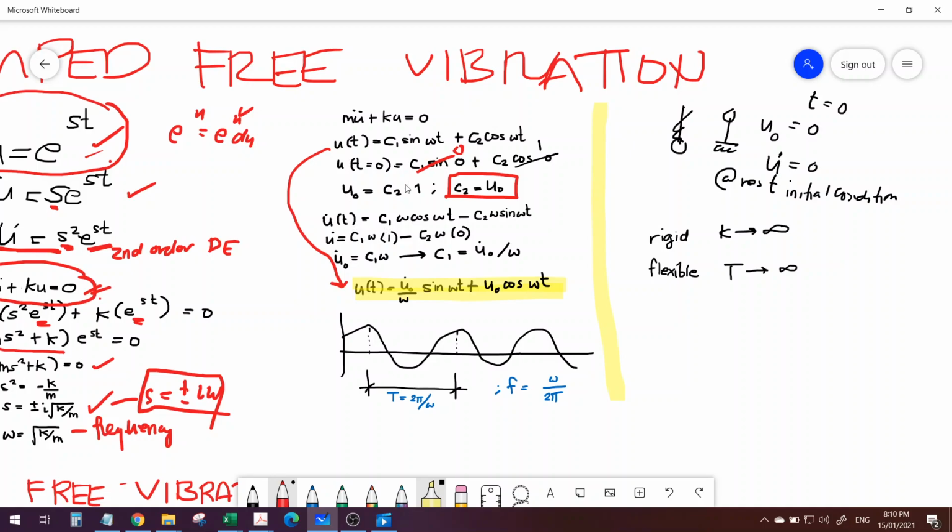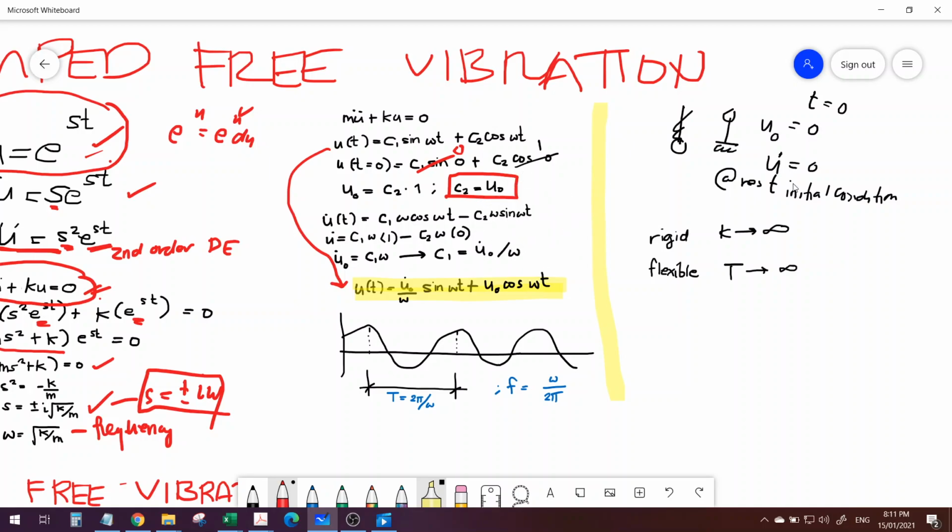u dot is the first derivative of this. The derivative of sine is cosine, times the derivative of the inside, which is omega, because the general equation is a function of time, so our variable is t. So the derivative of sine omega t is omega cosine omega t, times C1. The derivative of cosine is negative sine, so negative omega sine omega t.